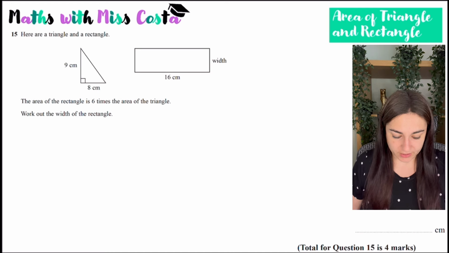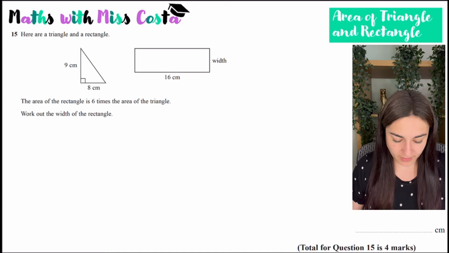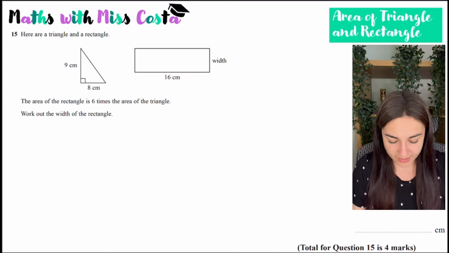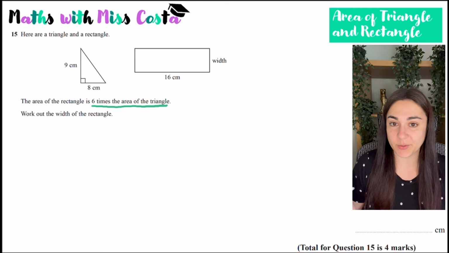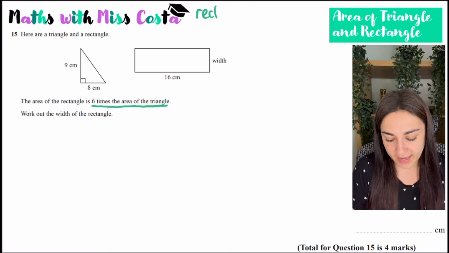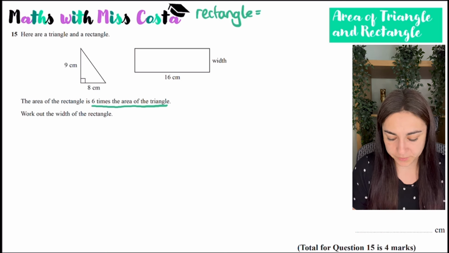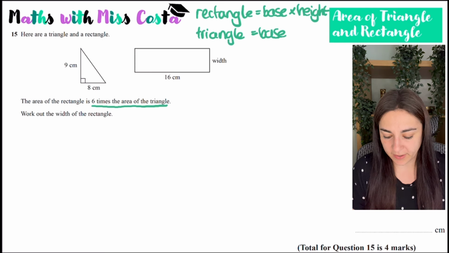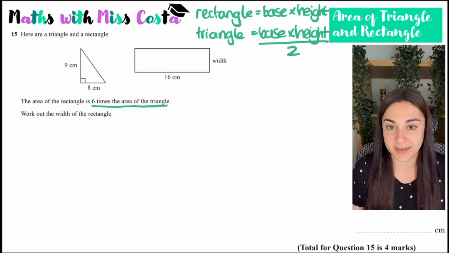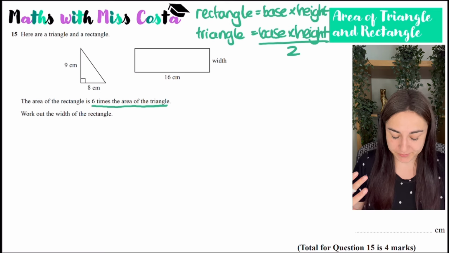So next we've got a triangle and a rectangle. And I'm told that the area of the rectangle is 6 times the area of the triangle. Then I need to work out the width of the rectangle. So first of all, let's recap on the formulas. The area for a rectangle is just base times height, or width times height. And for a triangle, it's base times height divided by 2. It's always really helpful to actually write out the formula so that you know what you're using.